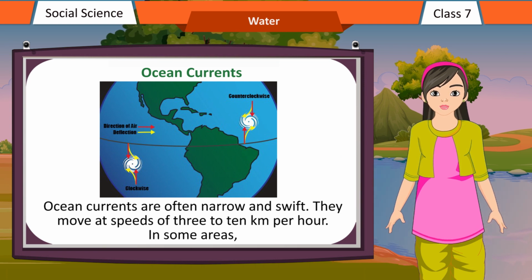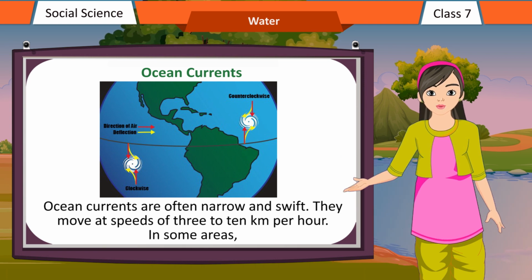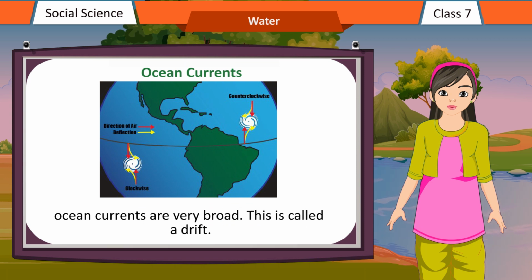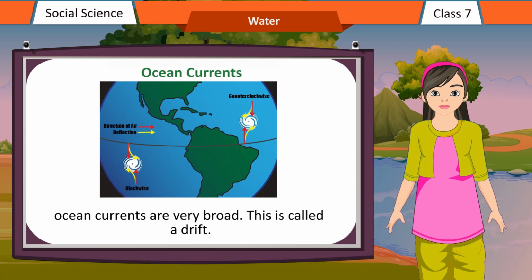Ocean currents are often narrow and swift. They move at speeds of 3 to 10 km per hour. In some areas, ocean currents are very broad. This is called a drift.